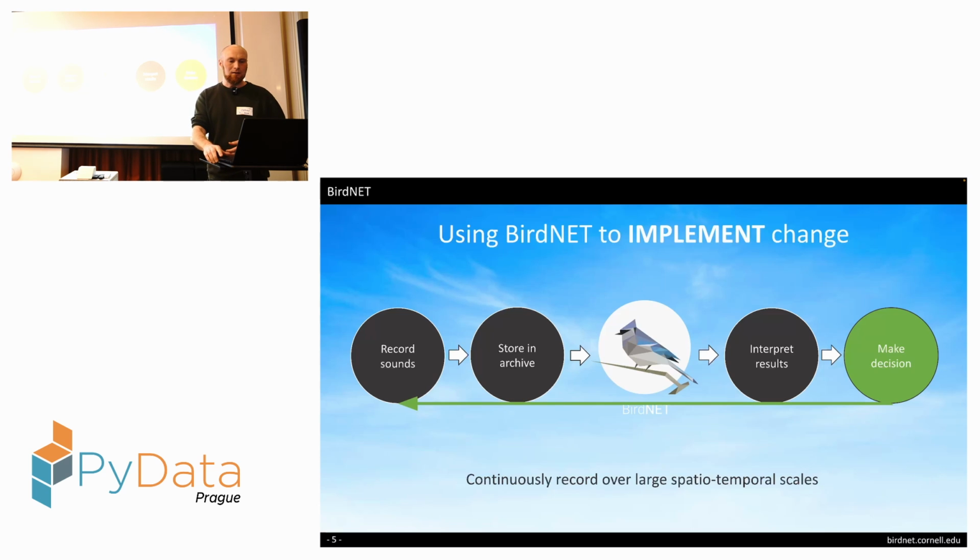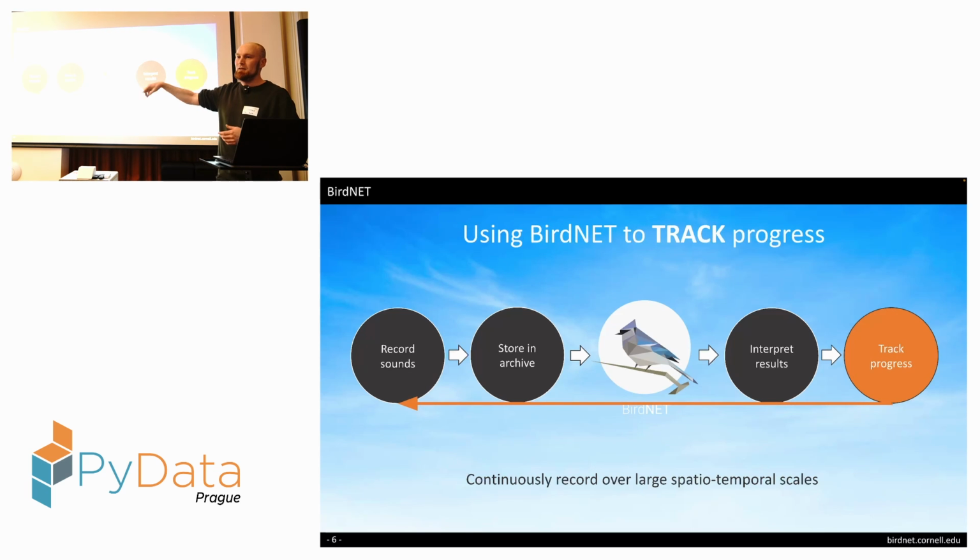After you made this decision, you're going to continuously record over large spatio-temporal scales, which you can because these recording units are cheap. Then record again, get the data again, process it again, and then track the progress. Because the year after, you will know if the measure that you implemented actually had an impact.